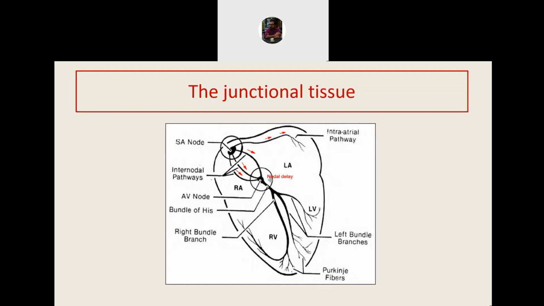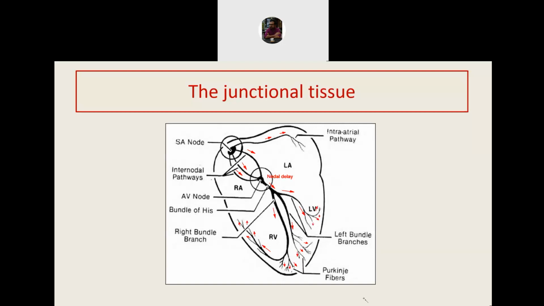After the nodal delay, the current escapes into the common bundle of His and then divides into the left bundle and the right bundle. The left bundle further divides into an anterior fascicle and a posterior fascicle. Finally, they terminate into finer conducting fibers known as the Purkinje cells or the Purkinje fibers. And in this way, the electricity passes throughout the heart.